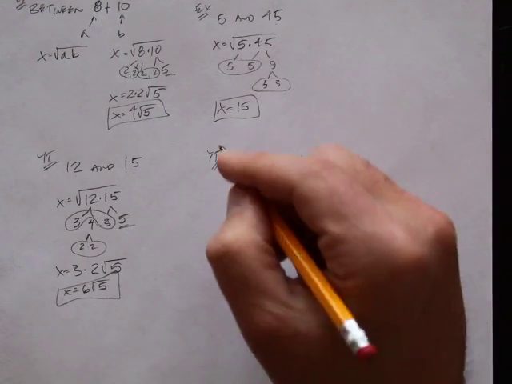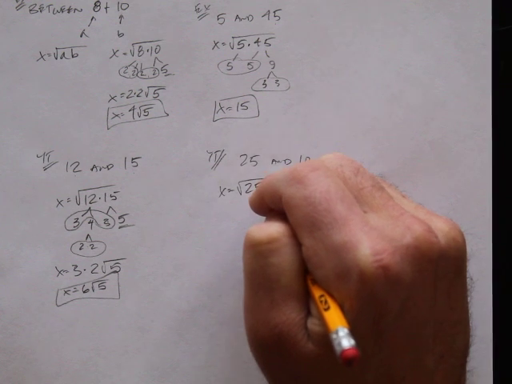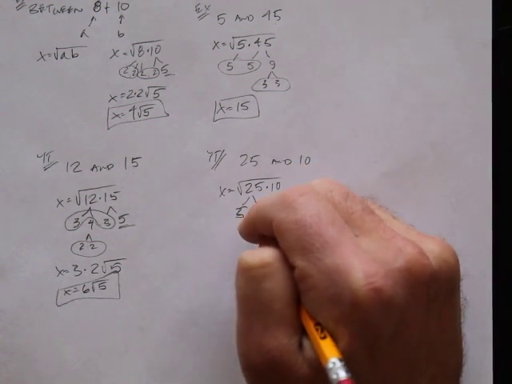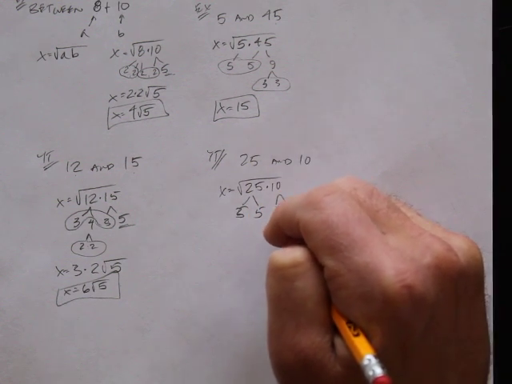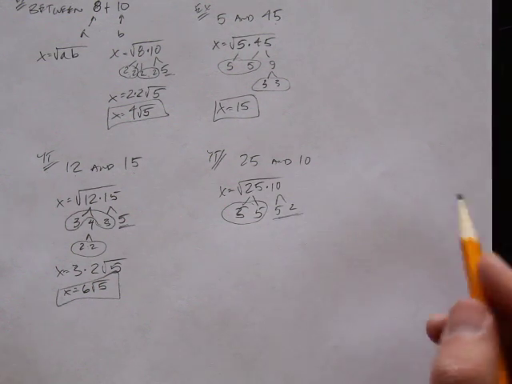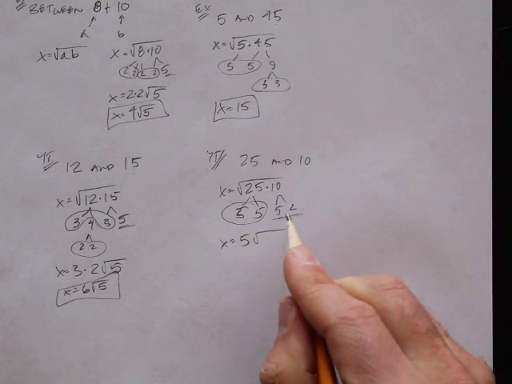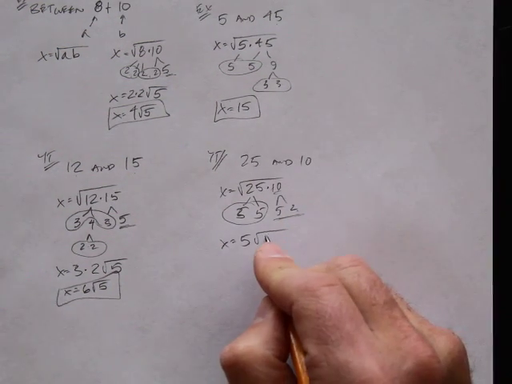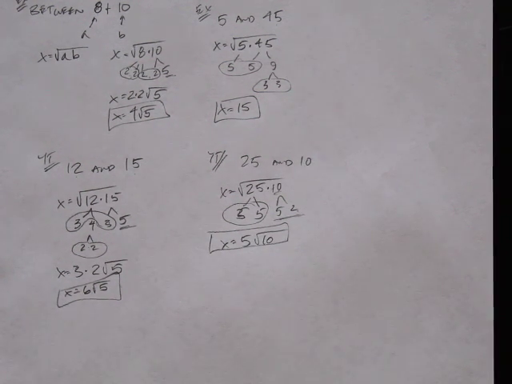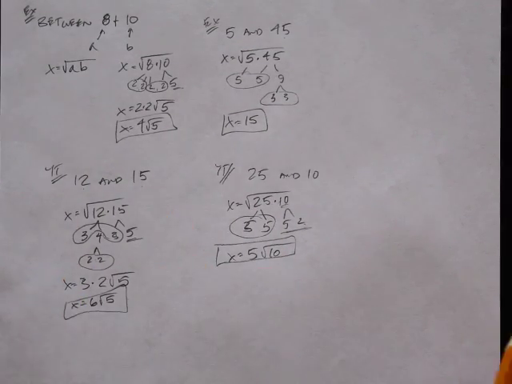Let's check this other one. x equals the square root of 25 times 10. 25 is 5 times 5, and 10 is 5 times 2. So I've got two 5's here, and this 5 and 2, I can't do anything with them. So x equals 5 times the square root of 5 times 2, which is 10. And that is how you find the geometric mean when you're given two numbers.